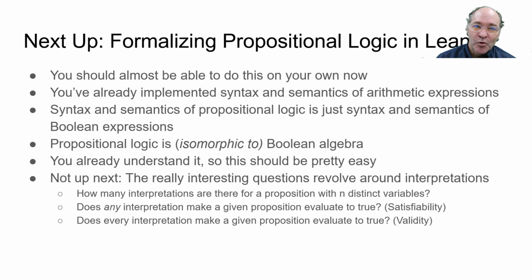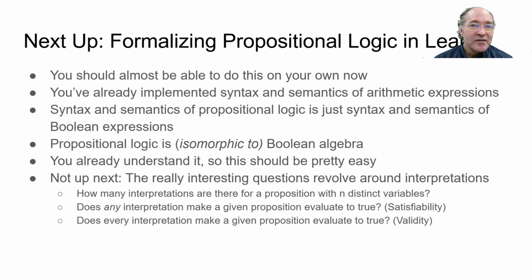does a given expression evaluate to true under every interpretation? An expression for which there's some interpretation that makes it evaluate to true is called satisfiable. If there's no interpretation under which an expression evaluates to true, it's called unsatisfiable. And if an expression evaluates to true under every interpretation, it's called valid. The simplest example of a valid expression in propositional logic is just p true, right? Because it always evaluates to true.